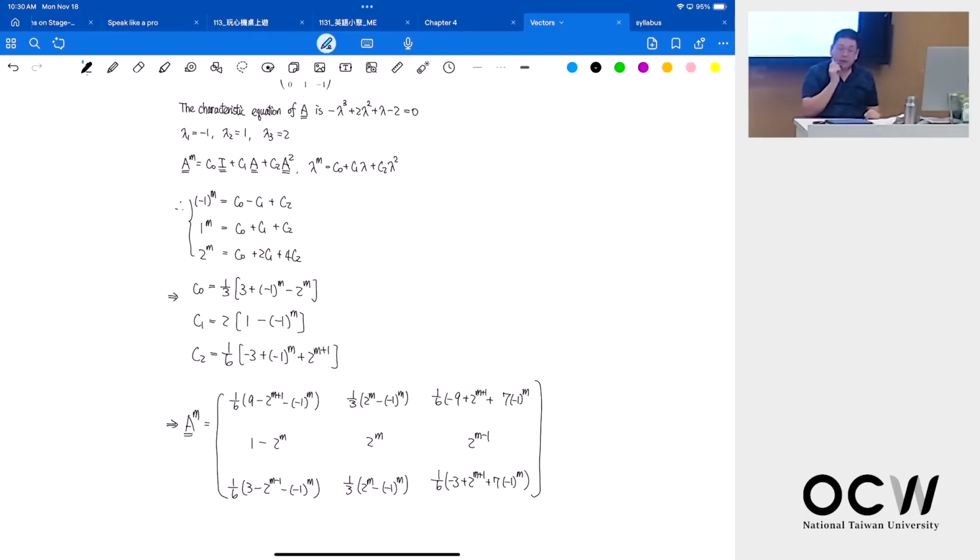Right. This is one way to find the power of a matrix. And later on, we will also use another method to find that. And you can compare which one is more straightforward or easier.